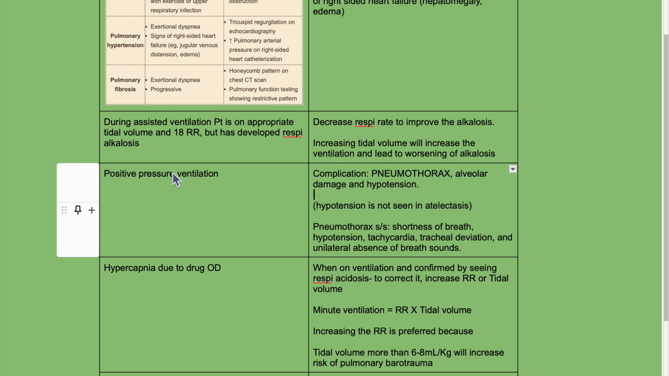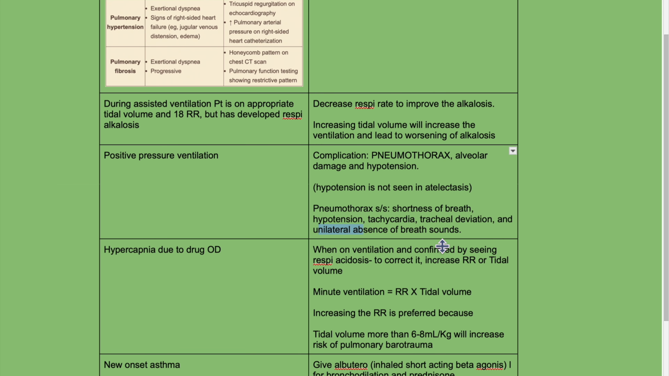Okay. So the positive pressure ventilation complication is that there will be air, because it burst out of the alveoli and is leaking air there. Alveolar damage and hypotension. Hypotension is not seen in atelectasis. Pneumothorax signs and symptoms are shortness of breath, hypotension, tachycardia, tracheal deviation, and unilateral absence of breath sounds. Whichever side is weakened or leaking air, you will have absent breath sounds there.